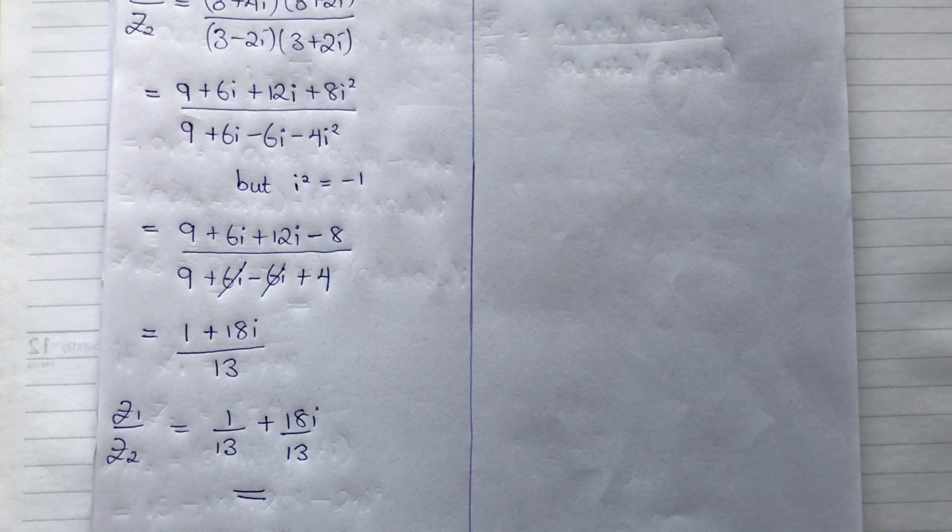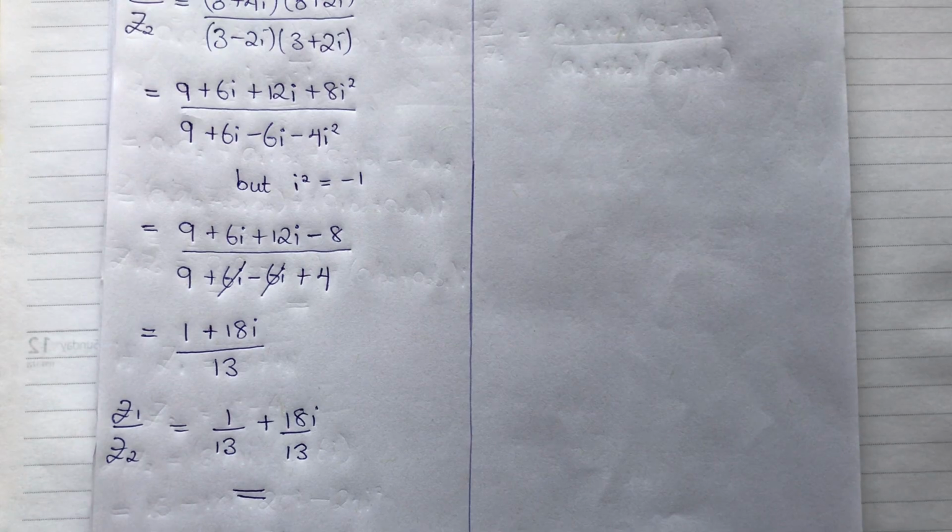So for division, all you need to know is that you have to apply conjugation. You conjugate the whole equation given to you, and to do that you just pick the denominator, you change the sign of the imaginary part, and that is it. You use it to multiply both the numerator and the denominator, and you are off to go.